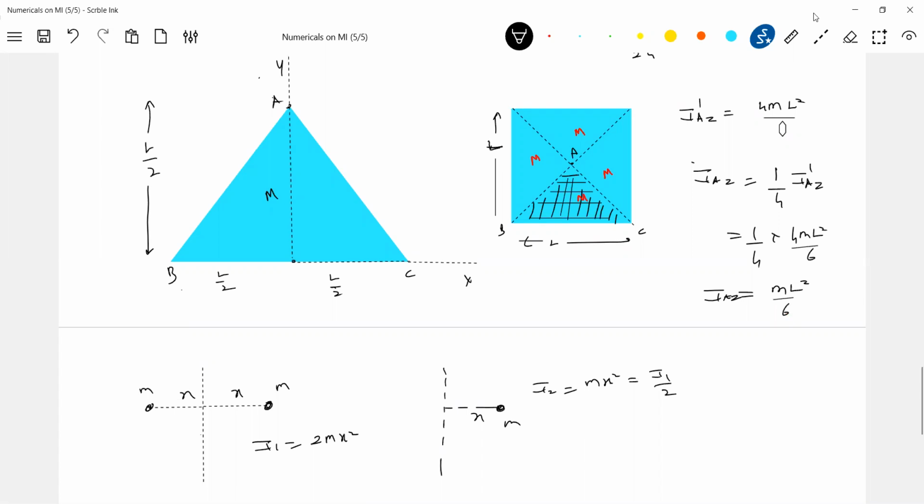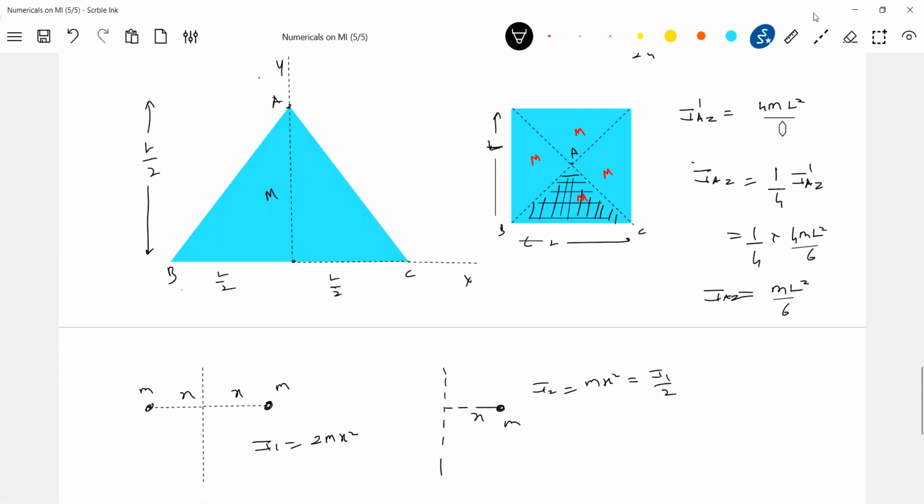Fine. I think it's quite easy. No need of any integration, nothing. When can you apply this? Provided symmetry is there. So can you apply this for a rectangular plate? No, it may not be like that. Only when a square plate is there, when you remove 1/4. So you can determine I_AZ here.